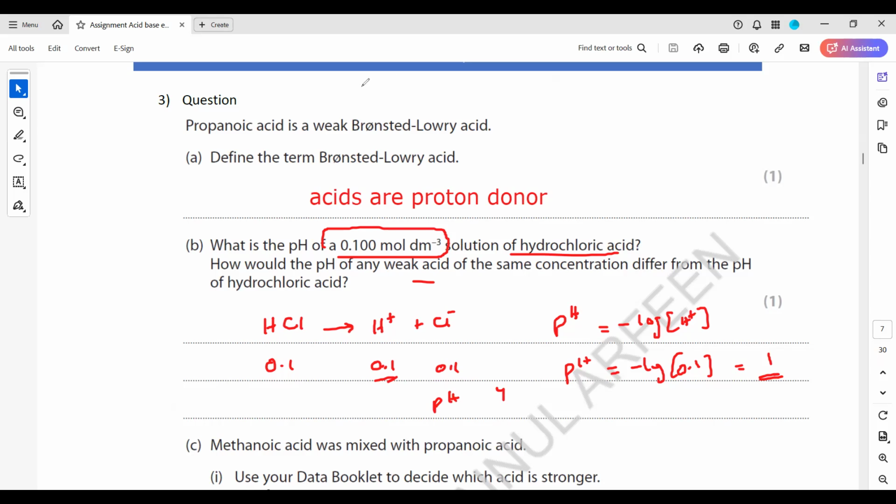Is it clear, the discussion? Any doubt in part B? No, sir. Okay.